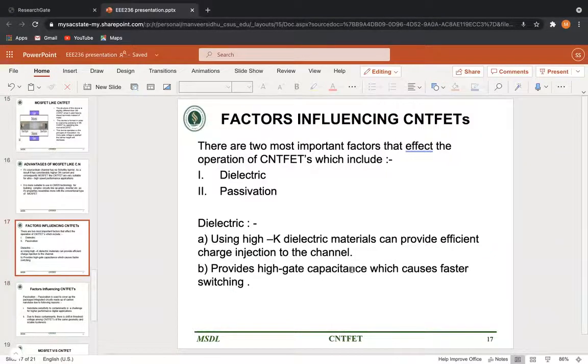So now we're going to look at the factors that influence the performance of CNTFET. There are two most important factors that affect operation of CNTFET, which include dielectric and passivation. First of all, we're going to look at the dielectric. Using high dielectric materials can provide efficient charge injection to the channel. And we can also see that providing high gate capacitance using these high dielectric materials causes faster switching of the FETs.